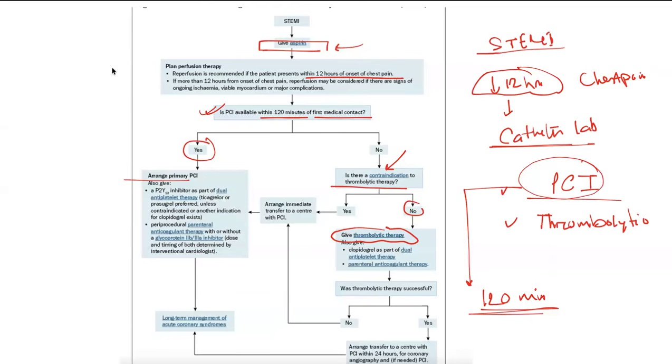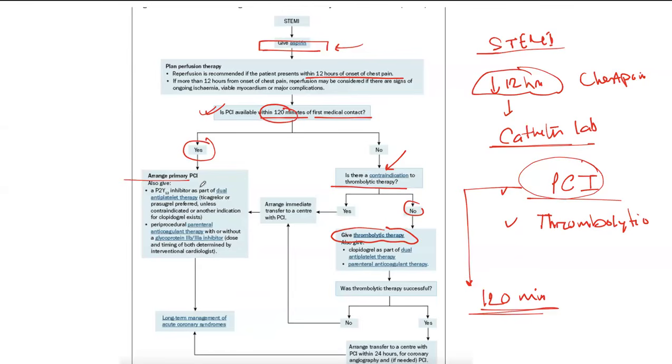So Fatima, if it is an ST elevated AMI, and the patient comes within 12 hours of chest pain, then you can either choose PCI or thrombolytic therapy. PCI, if you can organize it within 120 minutes of first medical contact, which means from the time the patient comes into your hospital, if you can arrange PCI within 120 minutes, then you go for PCI. If you can't, then you choose the thrombolytic treatment.